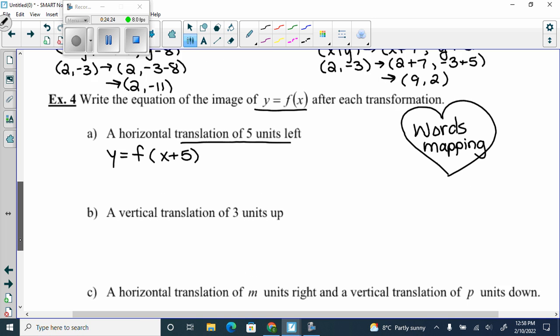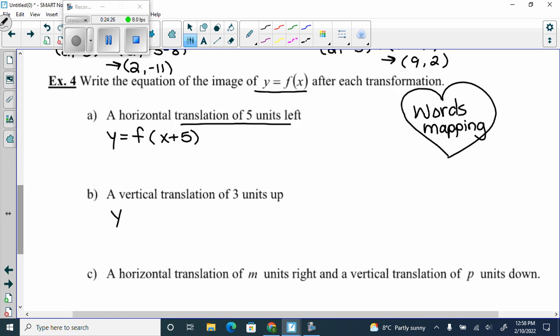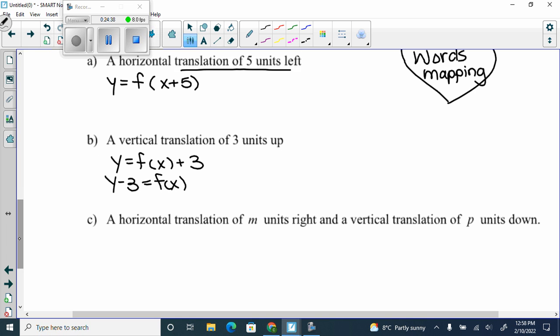So we have vertical translation 3 up. We can go y equals f of x plus 3. Or they might give you the version where the 3 is with the y. Y minus 3 equals f of x. And if it's with the y, it actually does the opposite. So when it's with the variable, it always does the opposite.